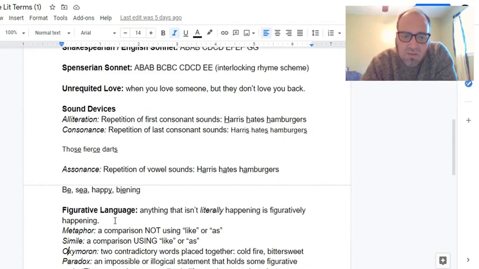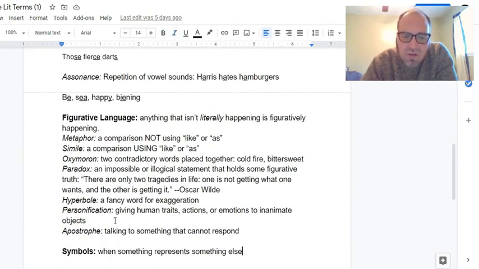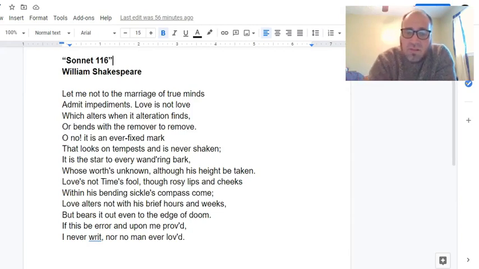We'll look at his sound devices. We'll look at his figurative language. We'll look at symbols. All of those things are present in Sonnet 116, which we're going to read today. So let me just start out by reading it to you. Sonnet 116 by William Shakespeare.